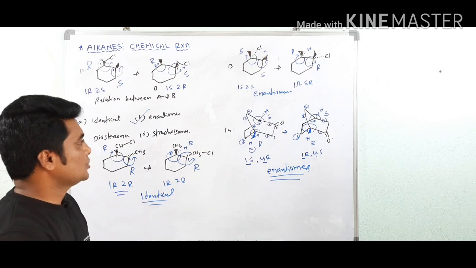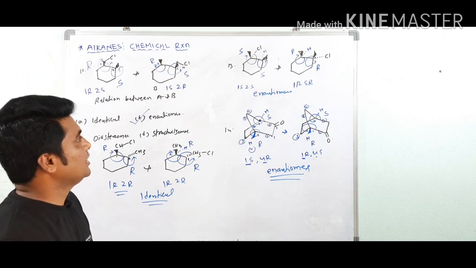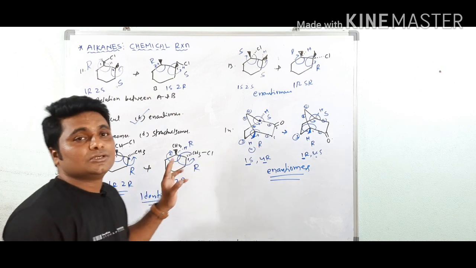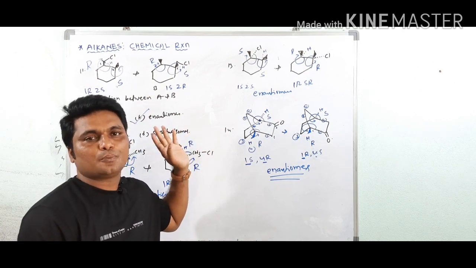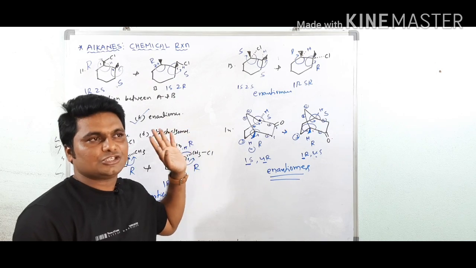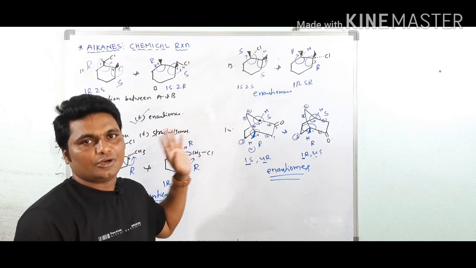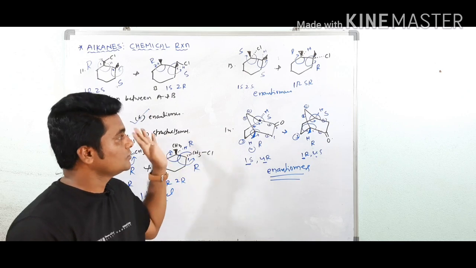These four questions are also very important. Okay, so write down these four questions on how to find RS configuration. Then I will give some homework problems to find the number of products including stereomers on monochlorination of different compounds. Make it fast.